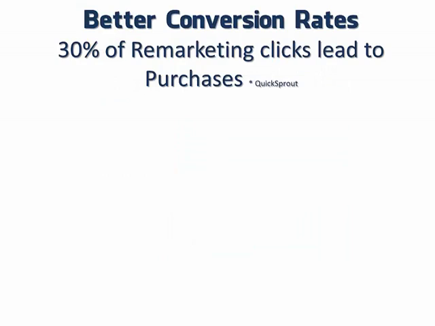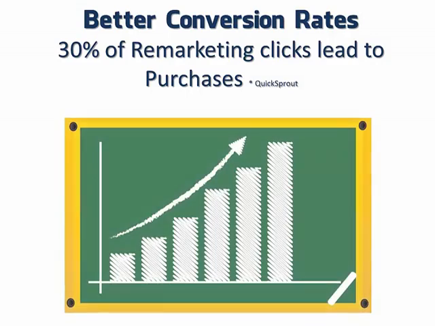The other piece is better conversion rates. This is another QuickSprout statistic, but I've seen better conversion rates across the board every time. When I have a general ad and then I have my retargeting ad set up, according to QuickSprout, 30% of remarketing clicks lead to purchases. That is profound. That is a huge number for clicks to purchase. So please know, these things work.